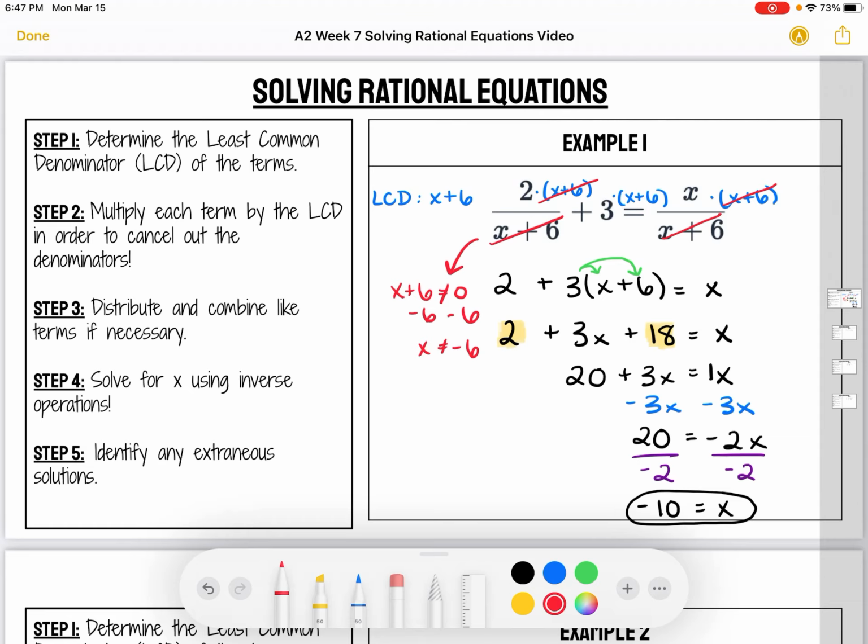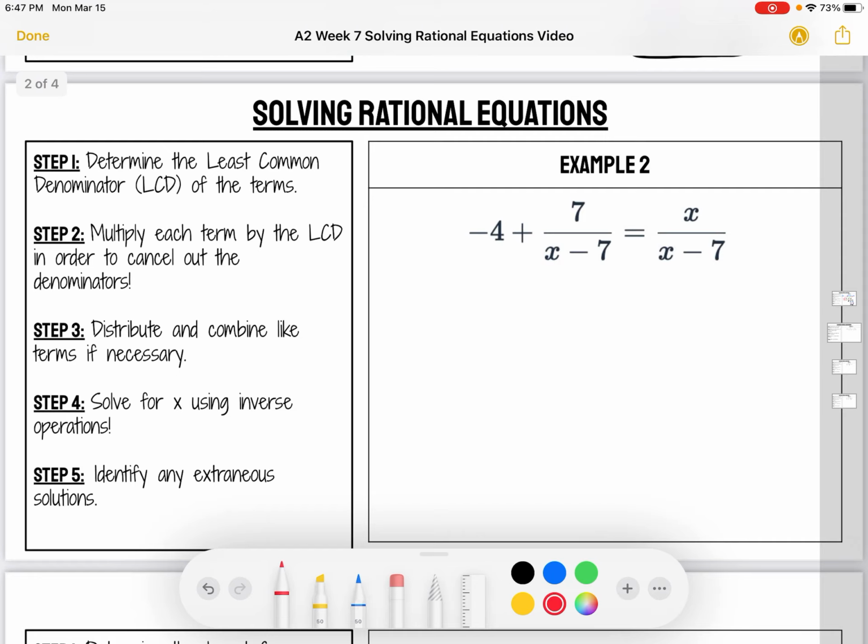Okay. All right, let's do another one like this. So once again, I only have one denominator in this equation. I've got x minus 7 for both of my terms, and then negative 4 has a denominator of 1. So once again, my least common denominator is just the denominator I see there, x minus 7. So I'm going to multiply everything by x minus 7 so that I can cancel out my denominators.